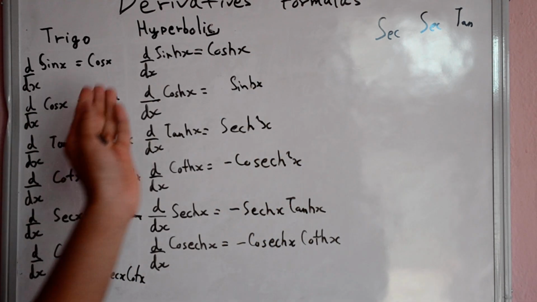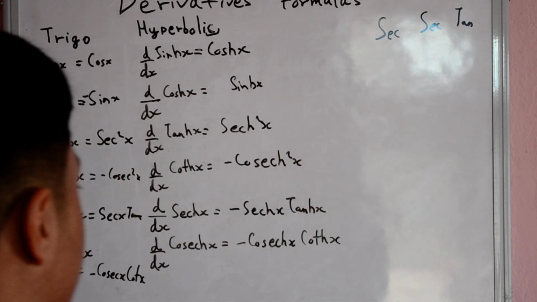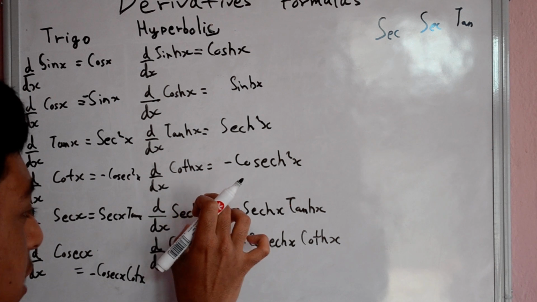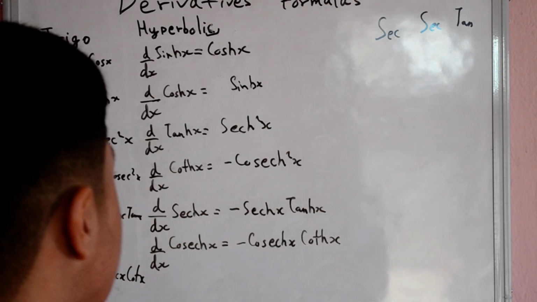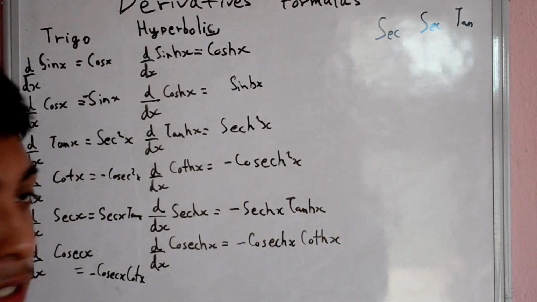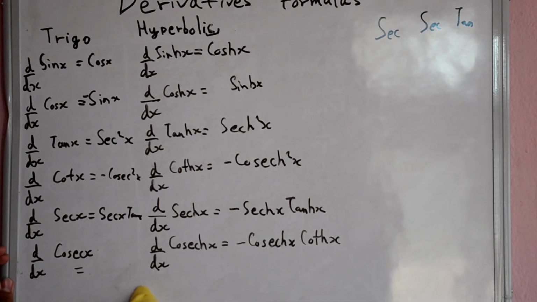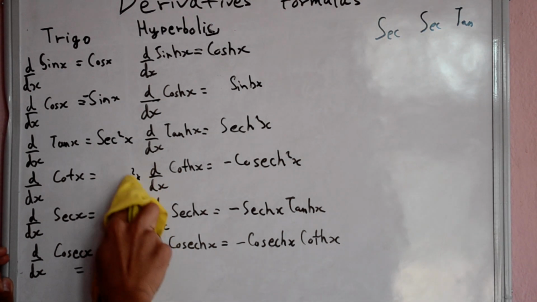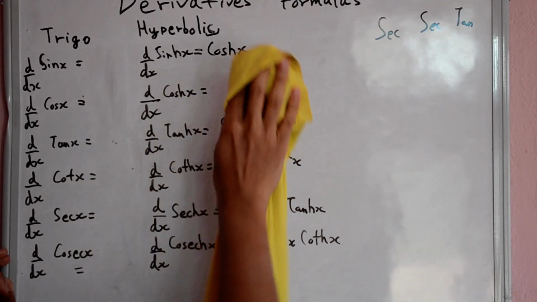So here the derivative of cos x is minus sin x, so for cos hx it's just sin hx. And the rest are the same, and also sec hx equals minus sec hx tan hx. Now this is for the normal trigonometric and hyperbolic functions. Now let's do it for the inverse functions.